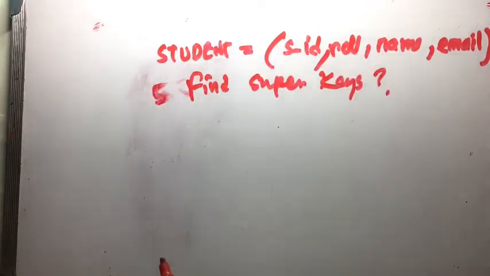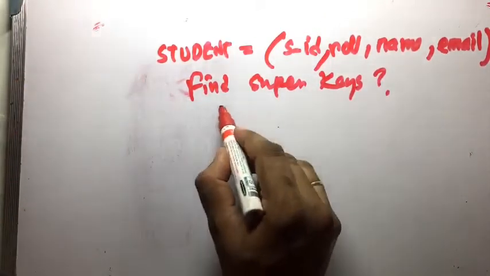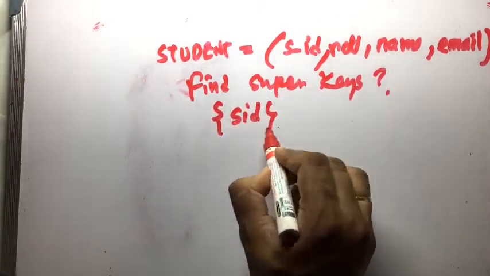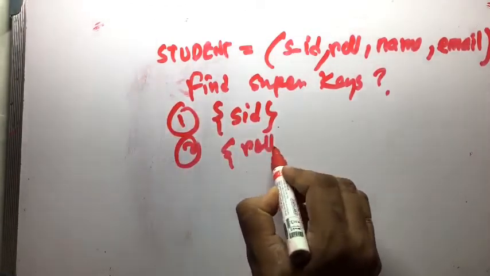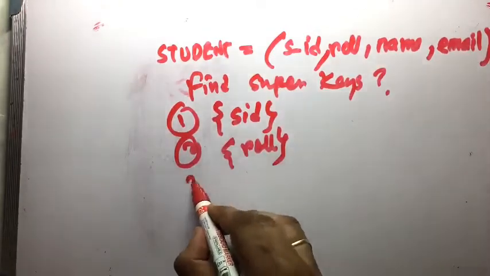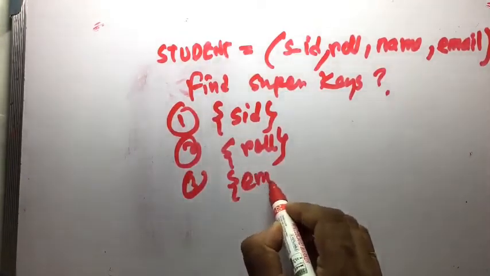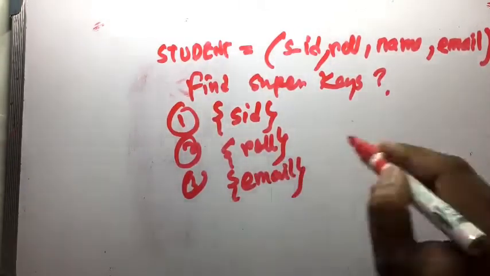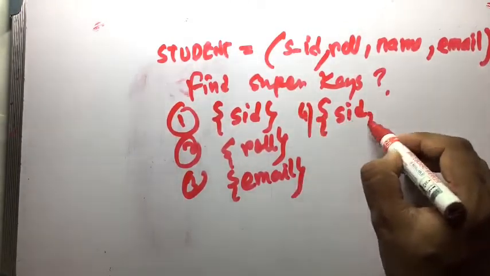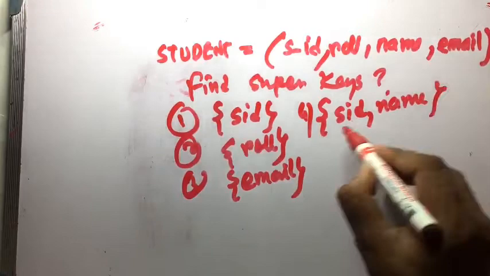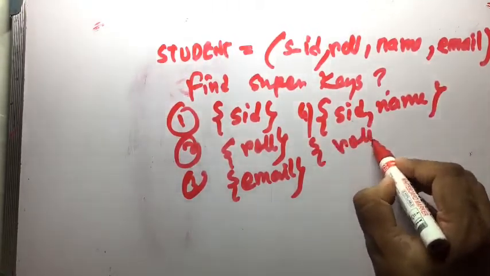First of all, you have to identify the unique attributes. That is, SID is a super key. Roll is a super key. They provide uniqueness. Email ID is a super key because email ID is unique throughout the world. SID comma name can be a super key. Roll comma name can be a super key.